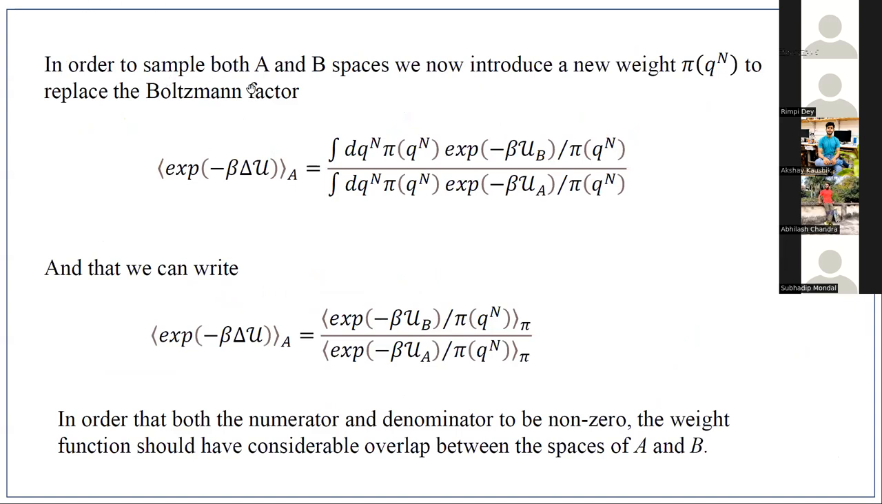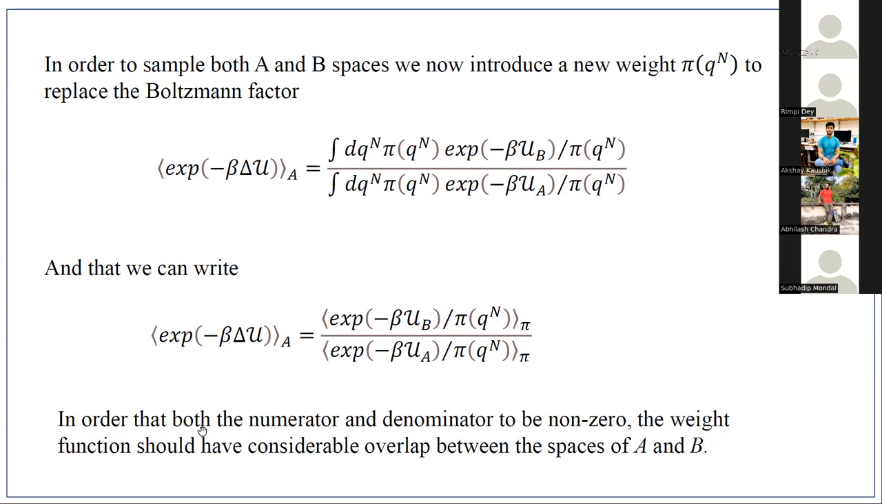Now, in order to sample both the A and B spaces, we introduce a weight function, defined by pi qn, to replace the Boltzmann factor. With this weight function, we get this factor, which we can also write in the form of an average of the potential energy term of state B and the potential energy term of state A.